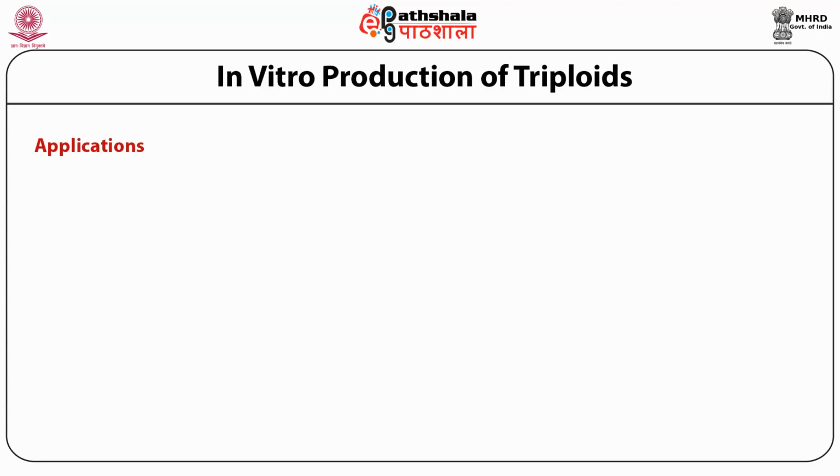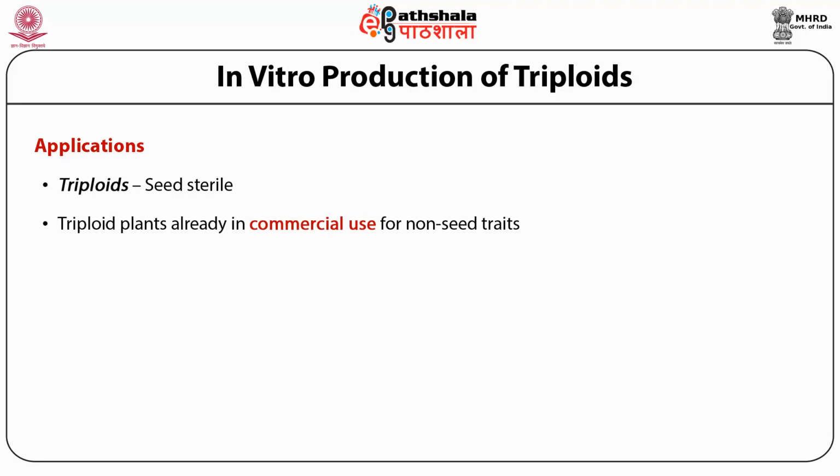Now, what are the applications of these triploids? Because a triploid plant will be seed sterile because it cannot have a normal meiosis, so it cannot form viable gametes. And when viable gametes are not formed, seeds are not formed. However, there are plants where seed is not the commodity of commercial purpose. It's the other parts of the plant that are used. And if triploids are better than the diploids in those characteristics, other than the seed, it becomes a valuable commodity.